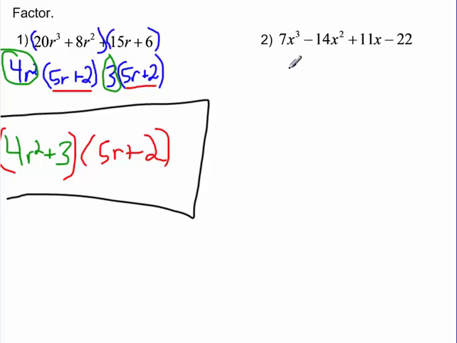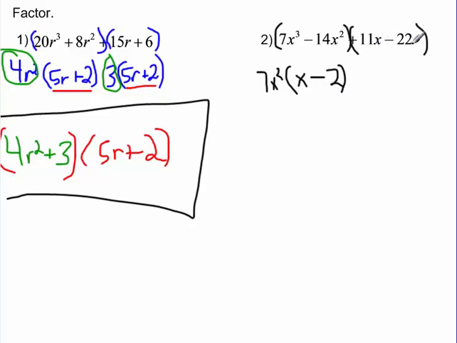Okay, let's try this out. This one here, again, I'm just going to group it real quick. We'll put that plus in with the 11. 7 and 14 have a common factor of 7, and x cubed and x squared have a common factor of x squared, which leaves me with x, okay, right here, and over here leaves me with 2, x minus 2. Alright, on to the next one.